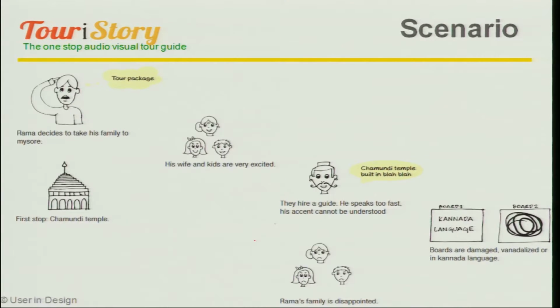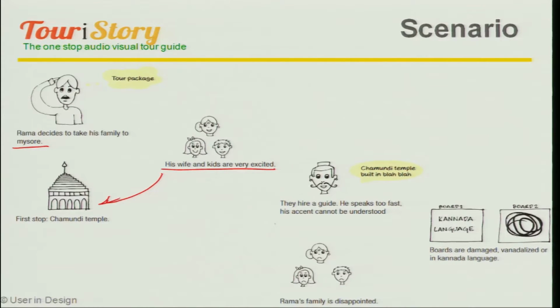You remember the tourist story, right? The person called Ram, who is wanting to expose his children to history and get them more oriented towards history and culture and everything. So he decides to take his family to Mysore. See how this scenario is represented in a very different way, right? So he's thinking of a tour package, right? That's his thought bubble. His wife and kids are very excited. They're all excited about this family vacation.